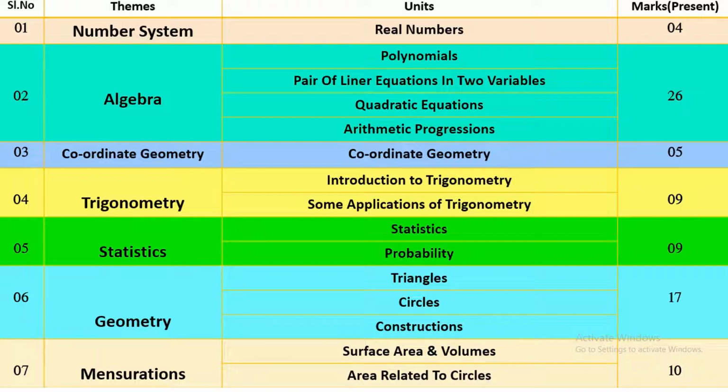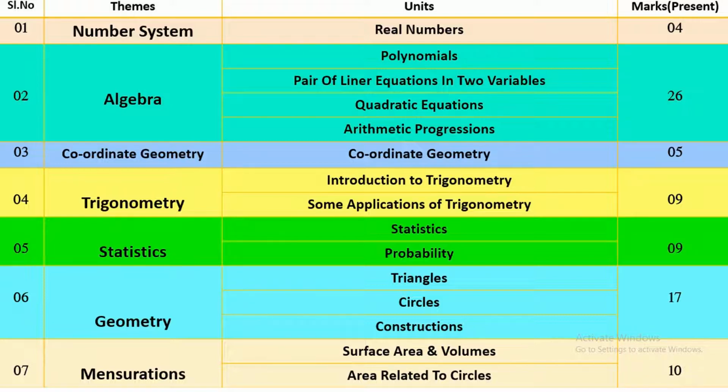And the third theme is coordinate geometry. In this coordinate geometry, the unit included is coordinate geometry only. So the marks allotted for this one is 5. And the next theme is trigonometry. In trigonometry, there are 2 units: introduction to trigonometry and some applications of trigonometry. For this theme trigonometry, 9 marks is allotted. And there are internal changes of the marks distribution within the units of this theme. For all the themes, the marks distribution between the units may vary.